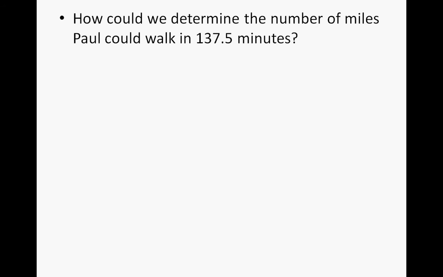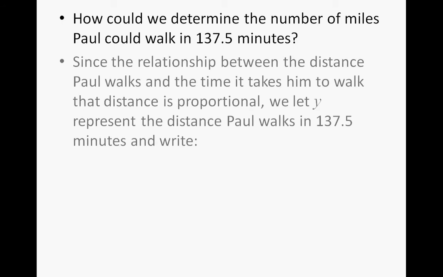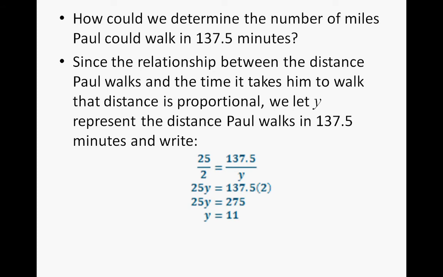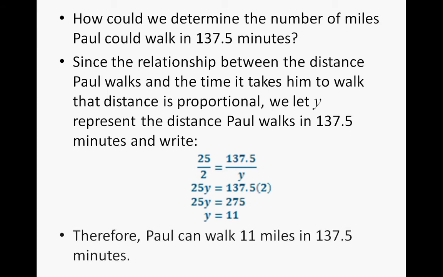How can we determine the number of miles Paul could walk in 137.5 minutes? Well, since the relationship between the distance Paul walks and the time it takes him to walk that distance is proportional, we let y represent the distance Paul walks in 137.5 minutes and write 25 over 2, which is 25 minutes to walk 2 miles, is equal to 137.5 minutes to walk y miles. And then solving our equation, we would end up that y equals 11. Therefore, Paul can walk 11 miles in 137.5 minutes.